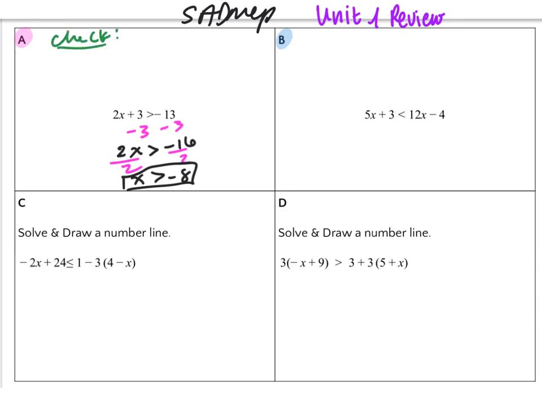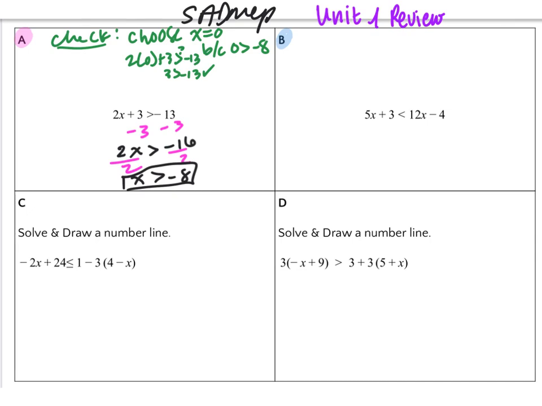A check would be good. So a number bigger than negative 8 is 0. So choose x equals 0 because 0 is bigger than negative 8. Does 2 times 0 plus 3 come out bigger than negative 13? 3 is bigger than negative 13. Check. It works. So that's extra. All right, this one has some more pieces.